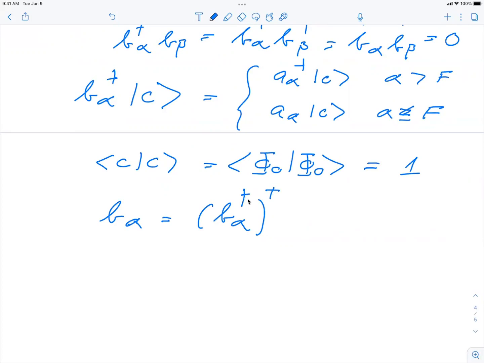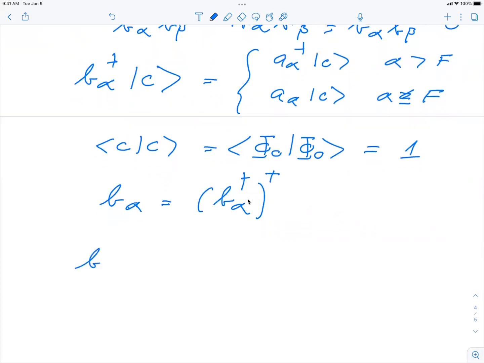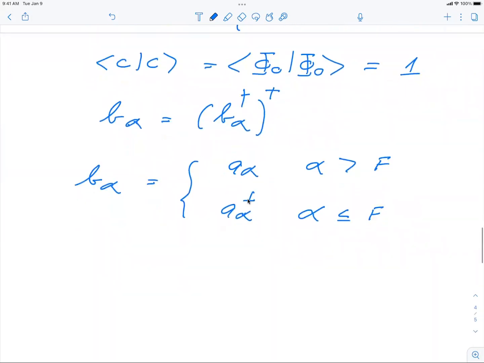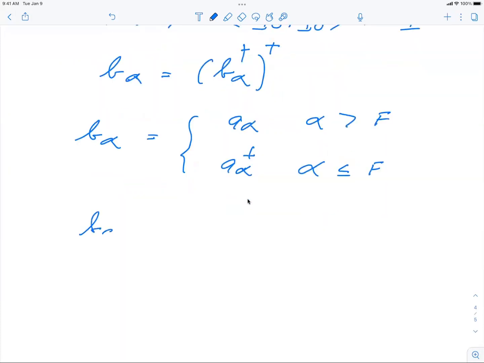So that means that we can now define these operators in the following way. We would define this B alpha as an operator A alpha when alpha is larger than F, and then A alpha dagger when alpha is less or equal than F. So the way we're going to interpret them is that if alpha is less than F, then this operator creates a hole below the Fermi level. So it's the same as knocking out a particle from the Fermi level. So it creates a hole. That's why these operators are called particle-hole operators. And then I have my B alpha, which is given by A alpha dagger in case alpha is larger than the Fermi level. And then A alpha when alpha is less than the Fermi level.